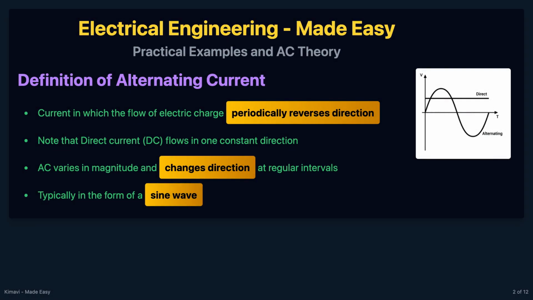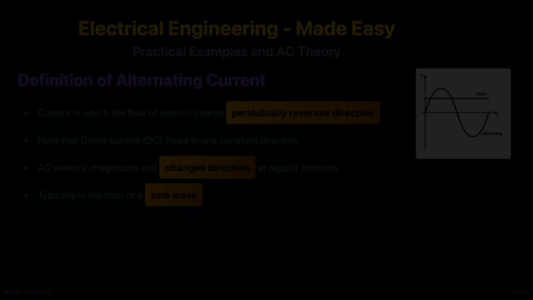Alternating current, or AC, is a type of electrical current where the flow of electric charge reverses direction periodically. This is in contrast to direct current, or DC, which flows in a single direction. AC is typically represented as a sine wave, with the current changing direction and magnitude over time.